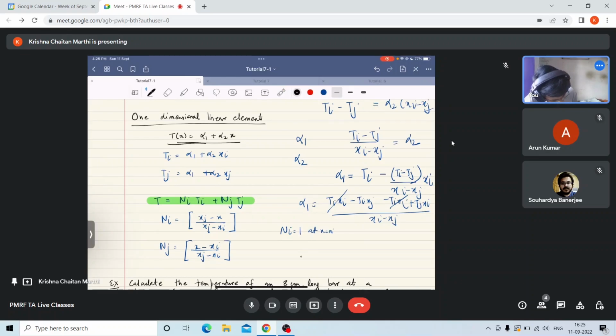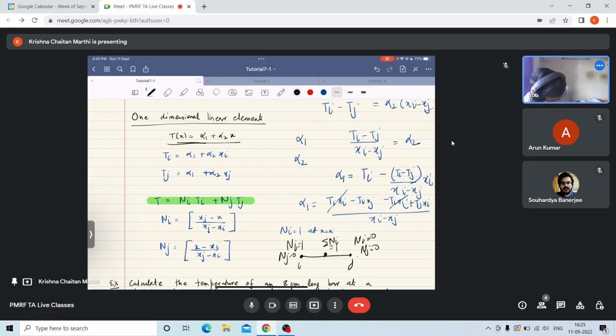So basically this is my i point, this is my j point. Here my Ni will be 1, Nj will be 0. Here my Ni equals 0, Nj will be 1, and at any midpoint my summation of Ni will be 1.